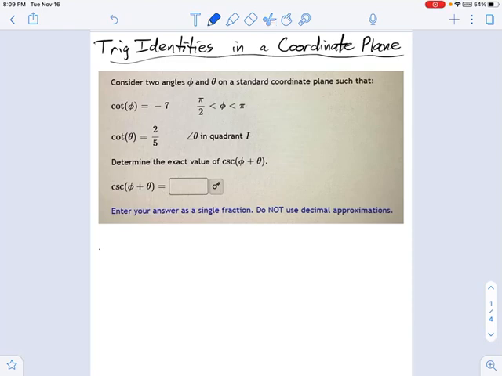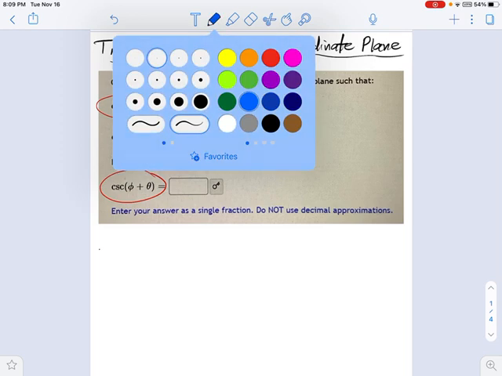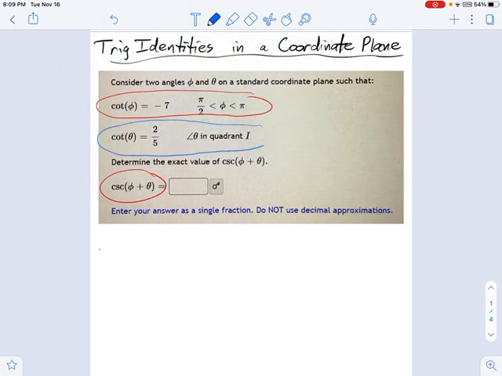So this problem is the same idea as before. We're being told we want the cosecant this time, the cosecant of two angles, and we're given some information. We're given the cotangent of the angle phi, and we're given the cotangent of the angle theta. Now maybe in your example it's a little bit different, but the idea is going to be the same.